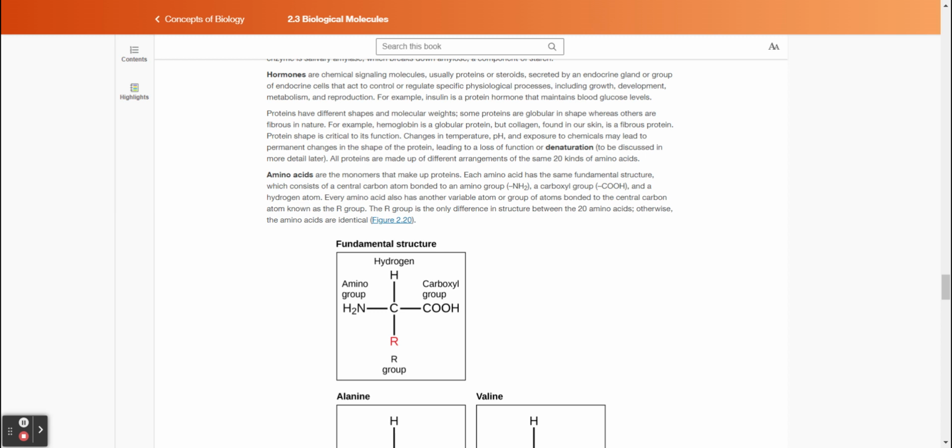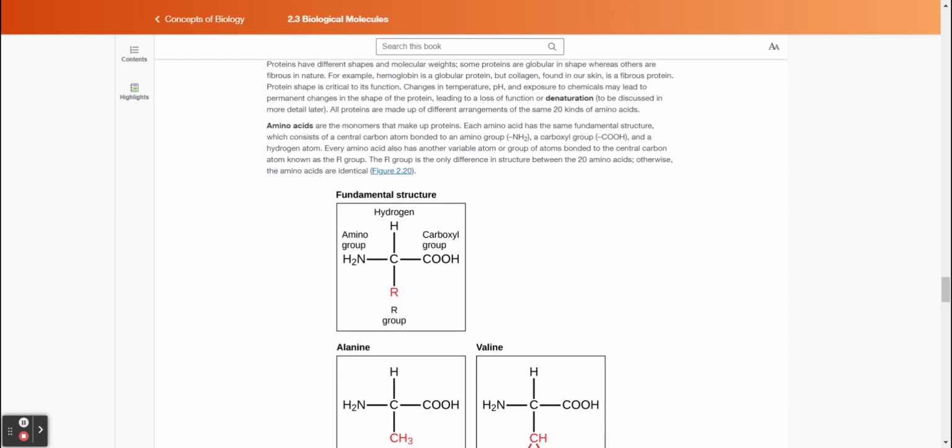Proteins have different shapes and molecular weights. Some proteins are globular in shape, whereas others are fibrous in nature. For example, hemoglobin is a globular protein, but collagen, found in our skin, is a fibrous protein. Protein shape is critical to its function. Changes in temperature, pH, and exposure to chemicals may lead to permanent changes in the shape of a protein, leading to a loss of function or denaturation, to be discussed in more detail later. All proteins are made up of different arrangements of the same 20 kinds of amino acids.